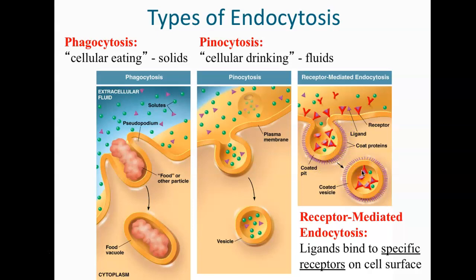Receptor-mediated endocytosis is also how viruses enter into a cell. A virus will mutate so that it has a protein that matches a receptor. It's going to trick the cell into thinking, oh yeah, okay, this is what I was looking for. And then it comes in and uncoats itself, and then it infects the cell.